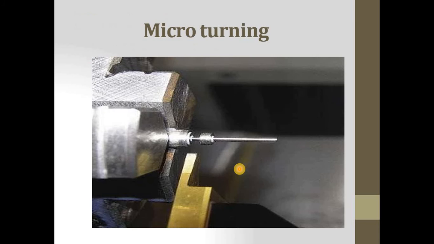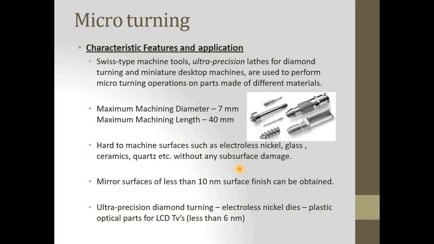So what is micro turning? In the case of micro turning, these are the characteristics, features and applications. You can use Swiss type machine tools with ultra precision lathes for diamond turning, and miniature desktop machines are used to perform micro turning operations on parts made of different materials. Here you can see the maximum machining diameter is about 7 mm, and the maximum machining length is about 40 mm. Generally it is hard to machine surfaces such as electroless nickel, glass, ceramics, quartz, etc.